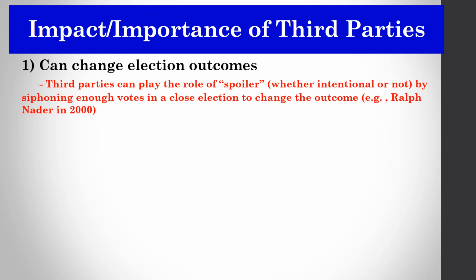Okay, so the importance of third parties. There's one major role they can play or difference they can make, which is essentially changing the outcome of an election. And this is often not their intention, but they could play a spoiler role. And that would mean they don't win, but they siphon votes or take votes away from another party in a close election, which actually could change the outcome.